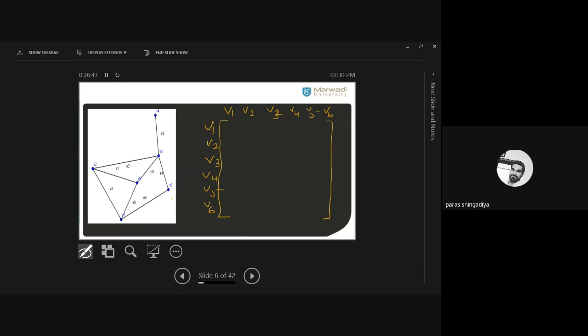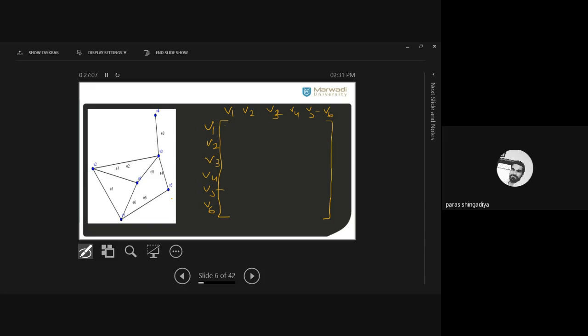You just fix one vertex. For the first row, we'll keep the first vertex. For the second row, we'll consider the second vertex. For the third row, we'll consider the third vertex, and so on. Now use V1 and check its connection with the rest of all the vertices. First we fixed V1. Now check its connection to the rest of all the vertices.